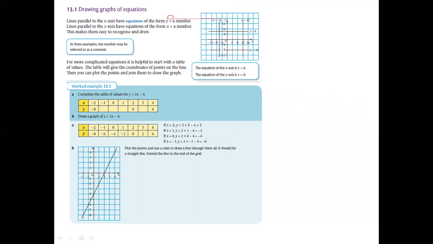The a is any number. It's only a constant number, like -4 or +17 or +2 or -3. And also lines parallel to the y-axis have equations of the form x is equal to a number. This makes them easy to recognize and draw. In these examples, the number may be referred to as a constant.